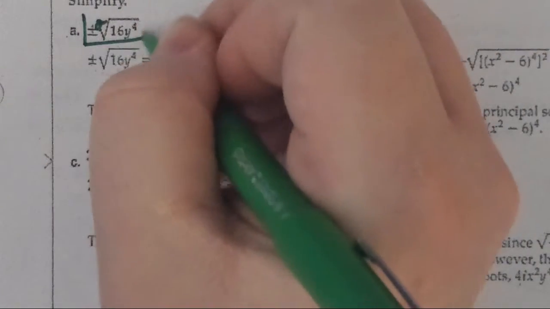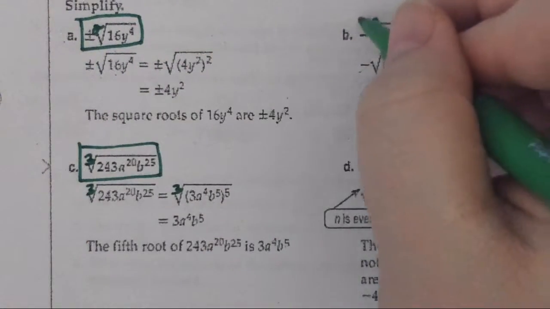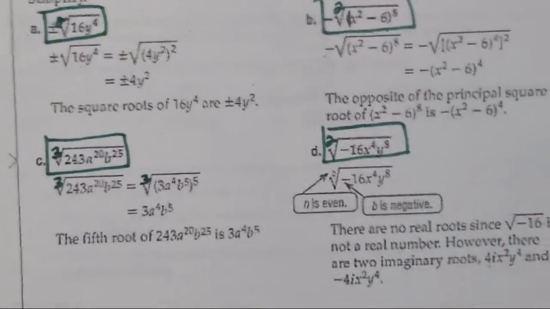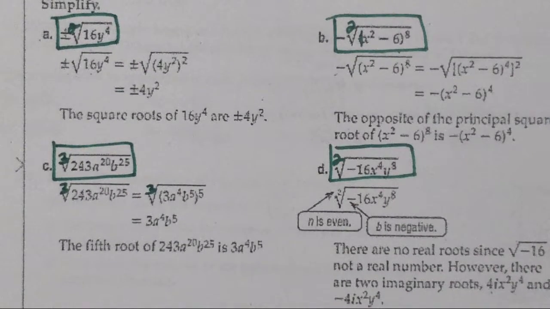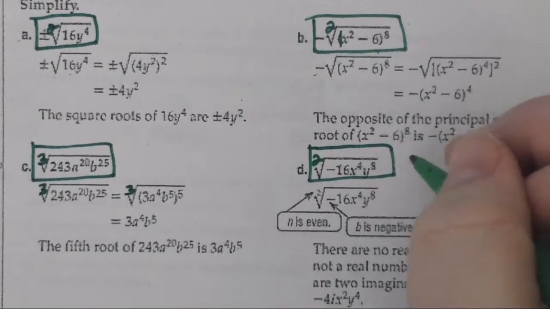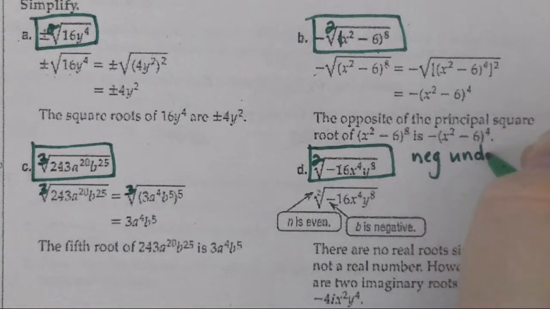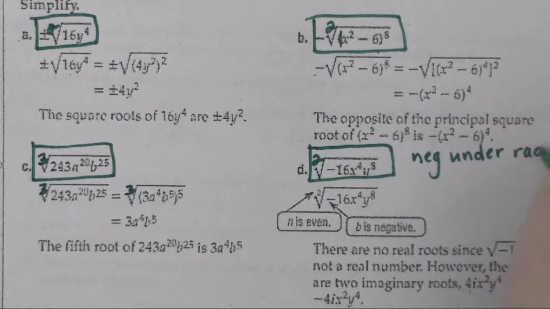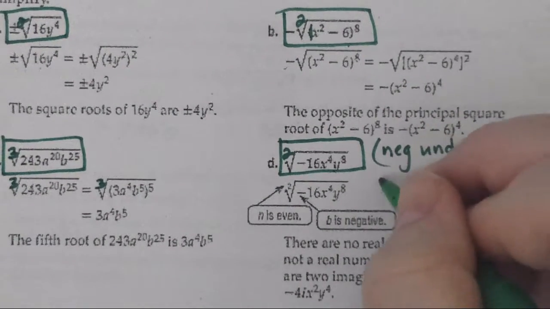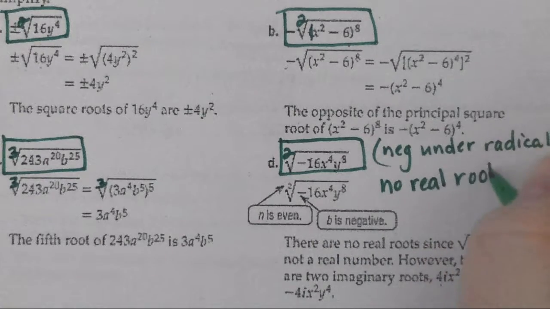Are we going to get rid of this problem? Are we going to get rid of C? Are we going to get rid of B? Are we going to get rid of D? Which problem are we going to say we're not doing today? Why D? Exactly, because of that negative under the radical. Notice that. Therefore, there's no real roots. We would have to live in imaginary land, and we're not going there today.